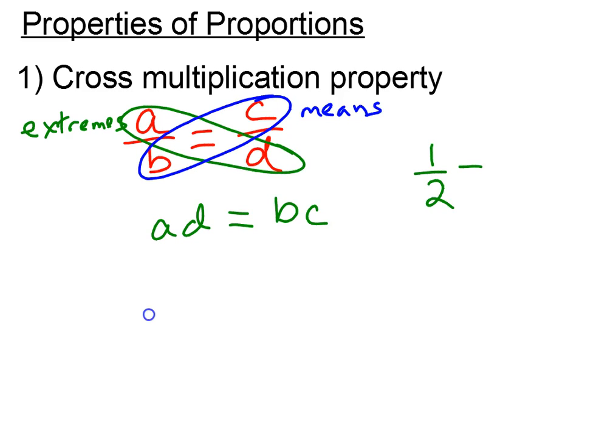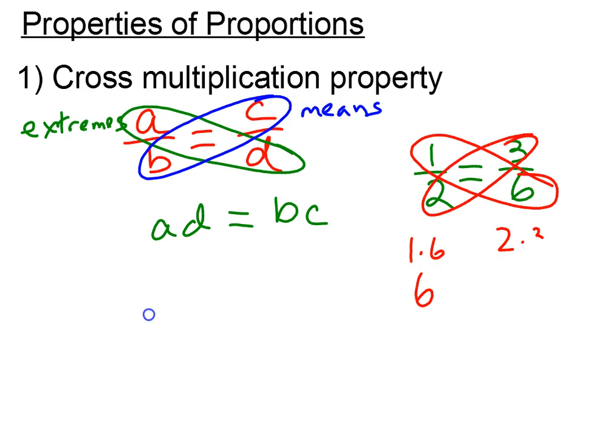If you look at the example we did up above, we know that 1 over 2 equals 3 over 6. Well, if I cross multiply, would my answers still be equal to each other? What do you get when you multiply the two extremes? 1 times 6 is 6. When you multiply the two means, 2 times 3 is 6. Doesn't 6 equal 6 still? So the cross multiplication property is very handy.